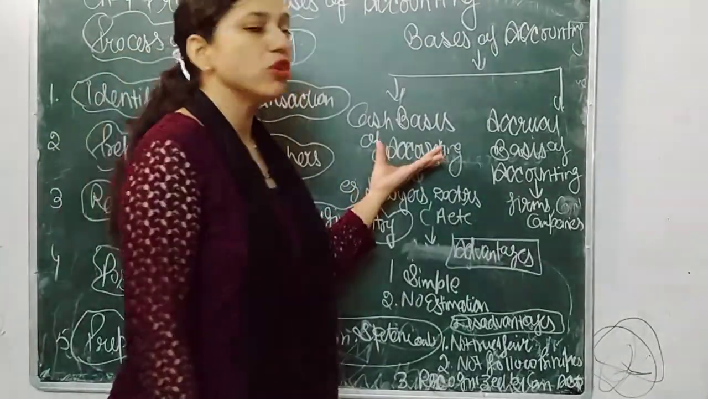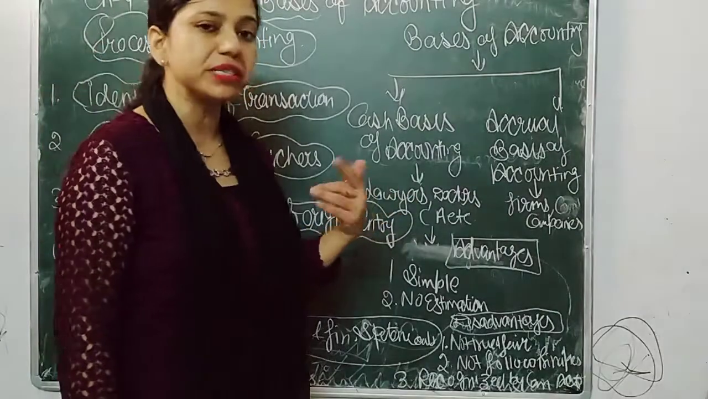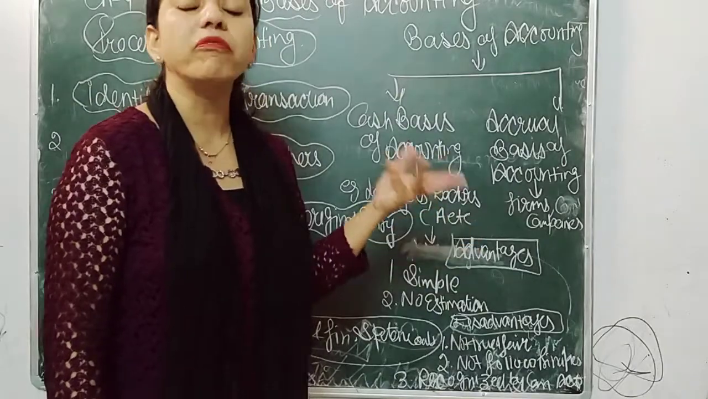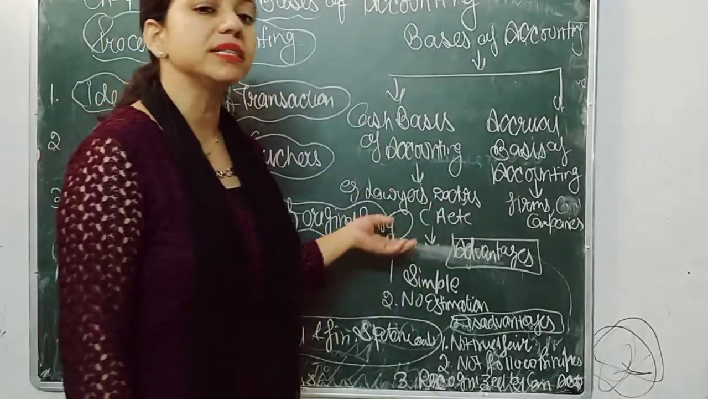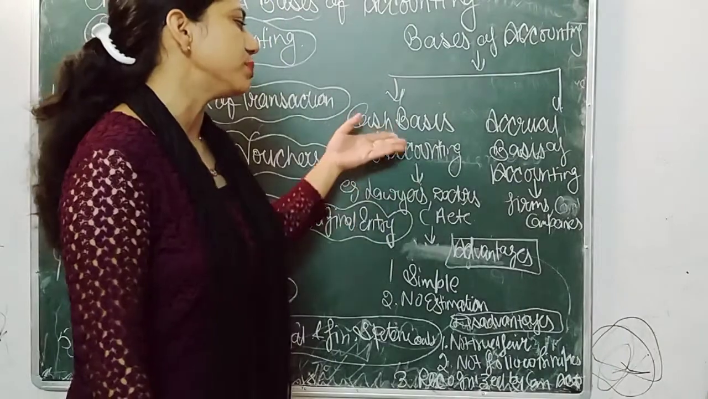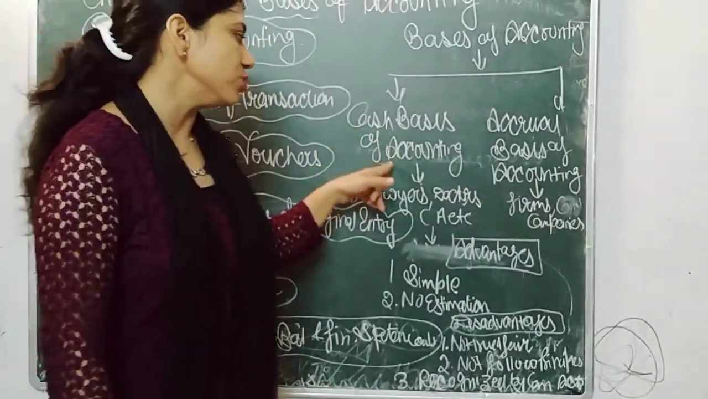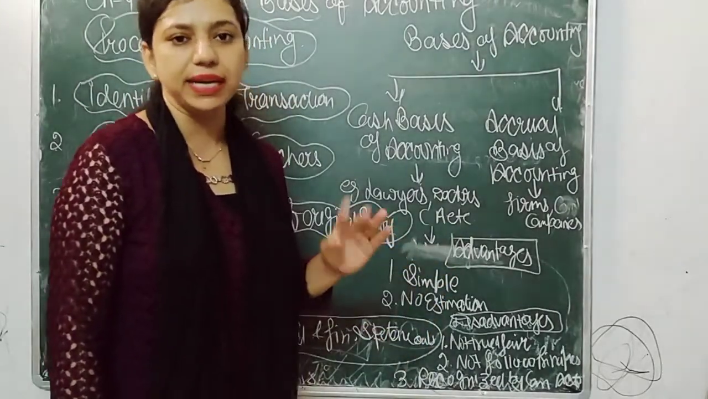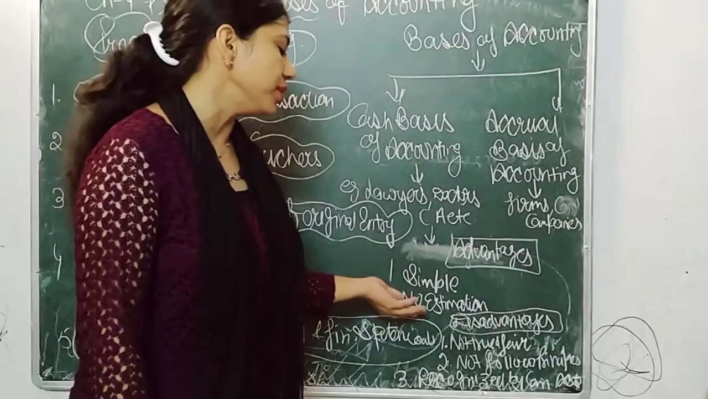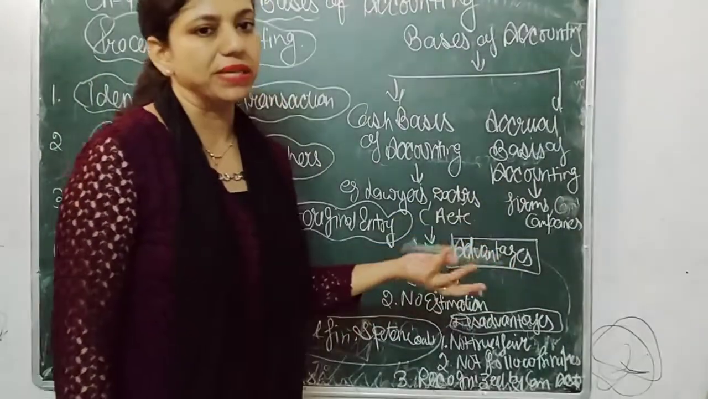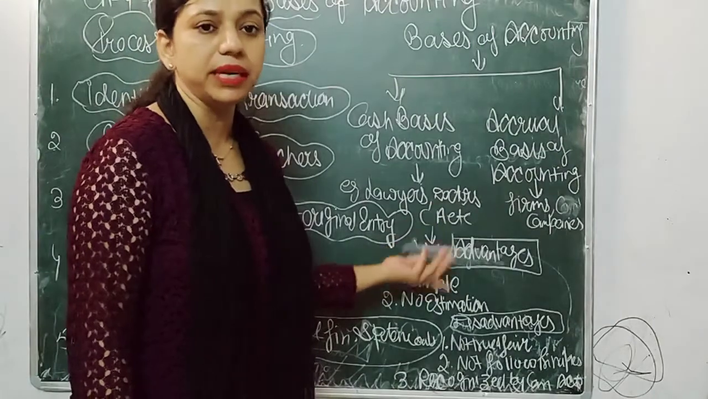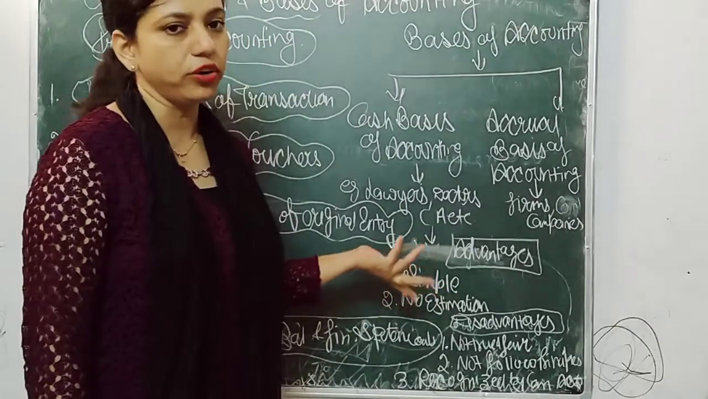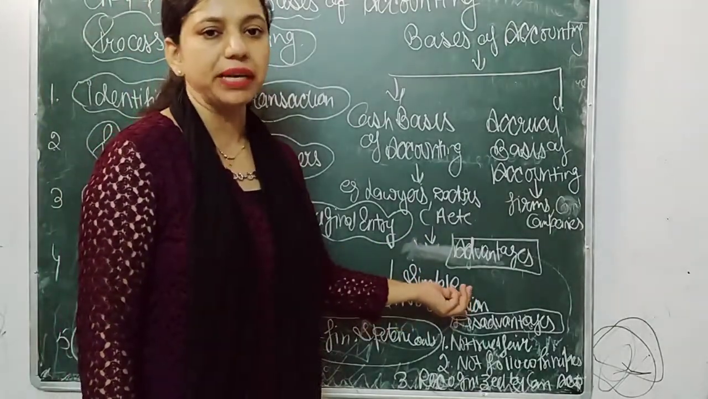Cash basis of accounting is basically used by professional people like lawyers, doctors, chartered accountants, etc. Why? Because they receive their fees in cash. That's why they use this basis of accounting. This cash basis of accounting is quite a simple method, and there is no need of any estimation, because you just record the transactions on cash basis. If it is received or paid, then we record it, and if it is not received or paid, then we will not record.